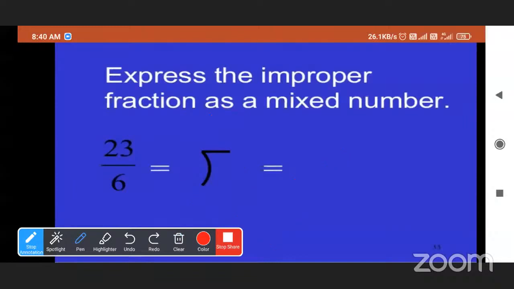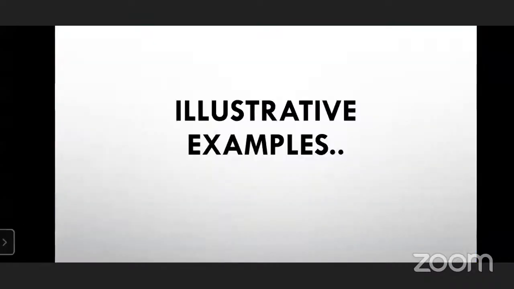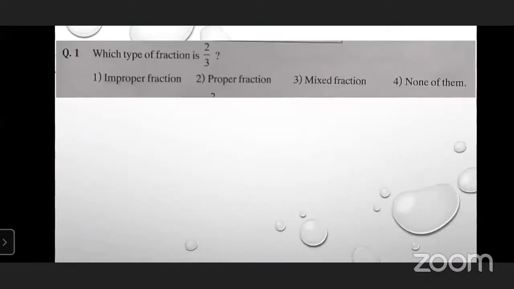Good. See here, the answer is given. Okay, good. Now some examples. Read the question. Which type of fraction is 2 upon 3? Now the given fraction is 2 upon 3. So is it an improper fraction, proper fraction, mixed fraction, or none of them?